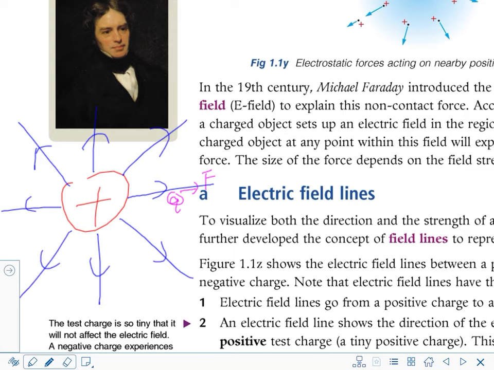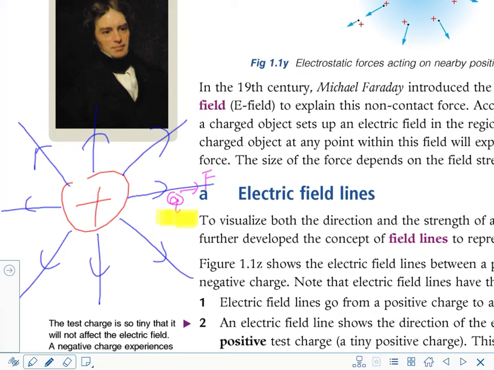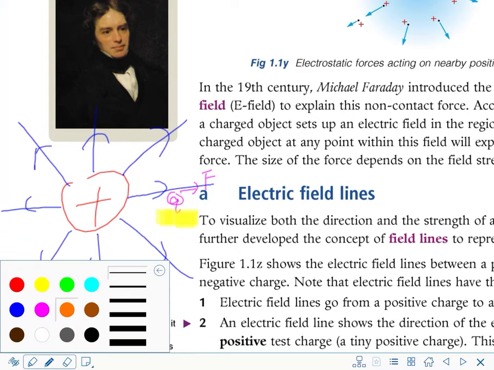Okay, and the field lines have direction, and point from positive charge to negative charge. And for a positively charged small charge here, the electric force has the same direction as the electric field. Okay, for a negative charge, say small minus q here, it would have a different direction, the opposite direction to the E field lines.